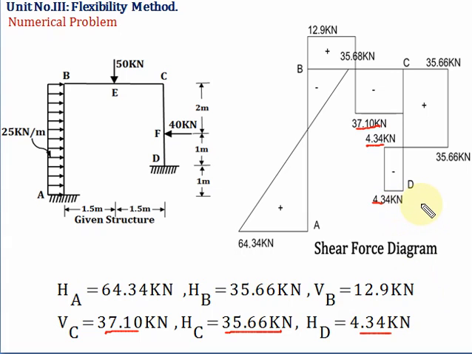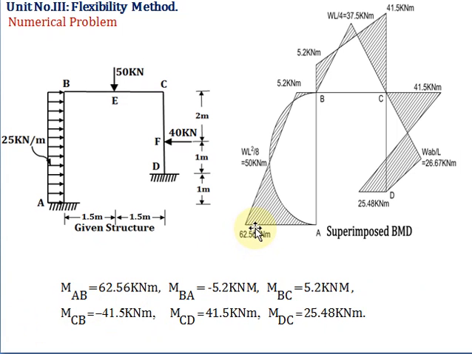4.34, acting towards right, because here it is plus. So at D the value will be 0. So this is the shear force diagram for the given frame. After drawing the shear force diagram, the last step is to draw the bending moment diagram.